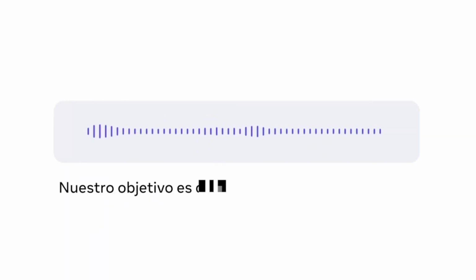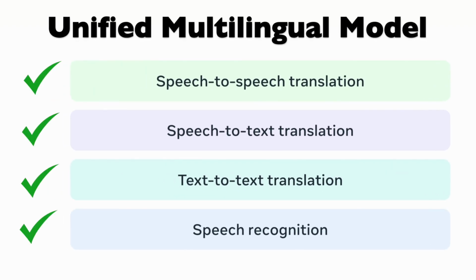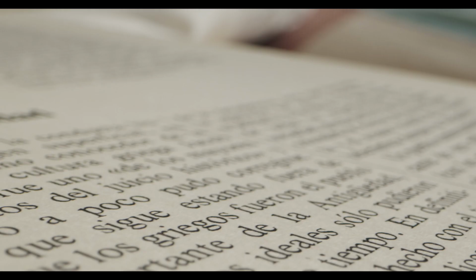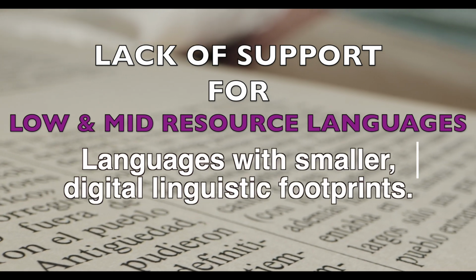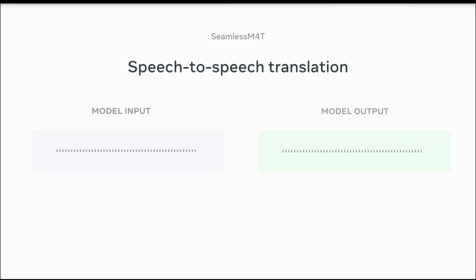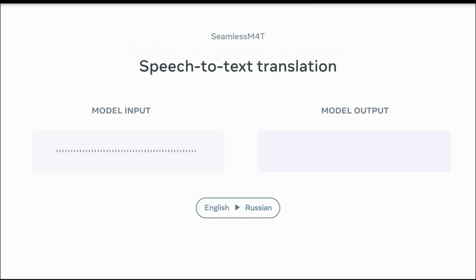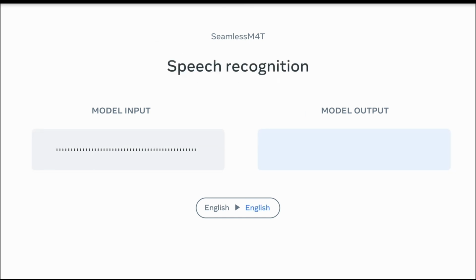The primary objective of Seamless M4T is to create a unified multilingual model that could do it all. One common oversight in other translational systems is the lack of support for low and mid-resource languages, which are languages with smaller digital linguistic footprints. However, Seamless M4T supports this category of languages without excluding high-resource languages such as English, Spanish, and German from its system. In fact, Seamless M4T doesn't require a separate language identification model to implicitly recognize various language sources.